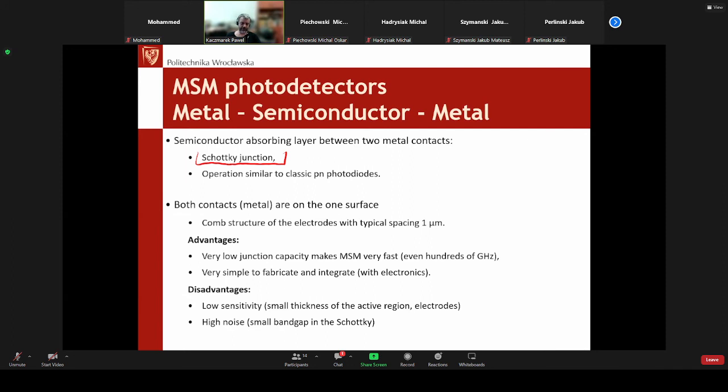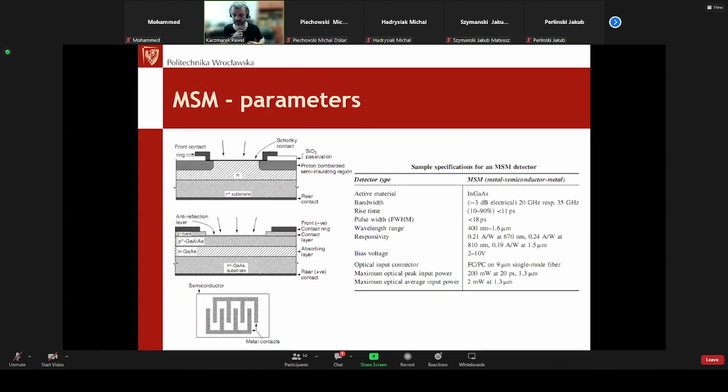They can be produced with quite low cost because they are simple structures on the semiconductors. But of course, there are some prices we need to pay for it. The main price is low sensitivity of such a photodetector, and also high noise. It is connected with this low band gap energy for the Schottky barrier. It is the reason why they are so fast, but on the other hand, they have quite high dark current, for example, and other things.